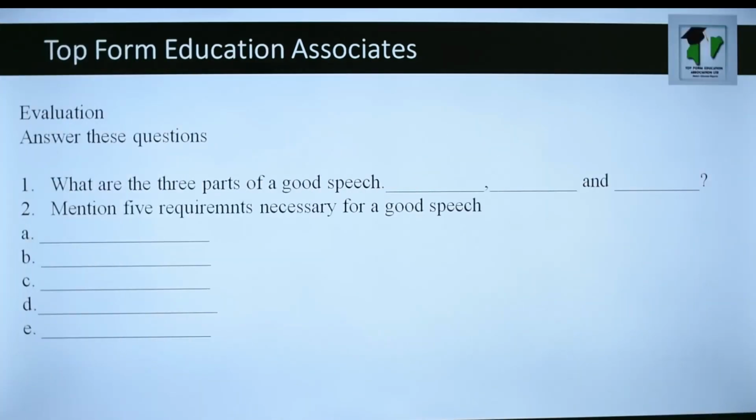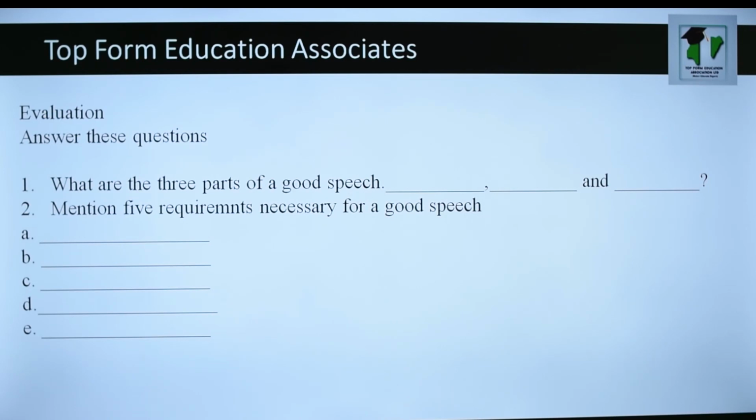So having said that, I hope I'm able to manage the topic very well to your understanding. Now you have just 2 questions to answer. And except you paid attention in the course of the lesson, I'm sure you won't be able to give me the right answers to my questions. Evaluation. Answer these questions. 1. What are the 3 parts of a good speech?